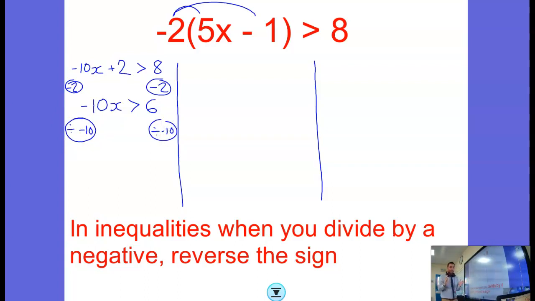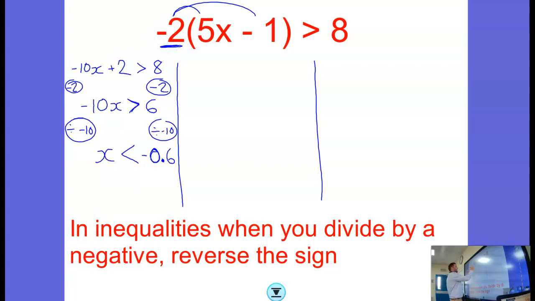And if I divide by a negative, I'm going to have to change the sign. So instead of greater than, I'm going to go to less than. And 6 divided by minus 10, 6 divided by 10 is 0.6, or 6/10, or 3/5, as you like. So I'm going to get, let's do it as a decimal, x is less than minus 0.6. There we go.